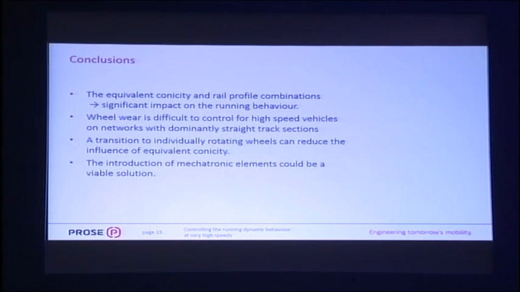So my conclusion is the equivalent conicity and rail profile combination have a significant impact on the running behavior. Wheel wear is difficult to control for high-speed vehicles, since the networks have dominantly straight track sections. A transition to an individually rotating wheel can reduce the influence of equivalent conicity. And as mentioned before, these mechatronic elements could be a viable solution.